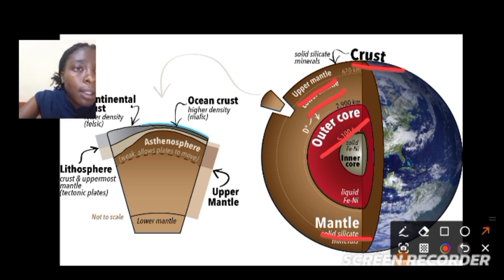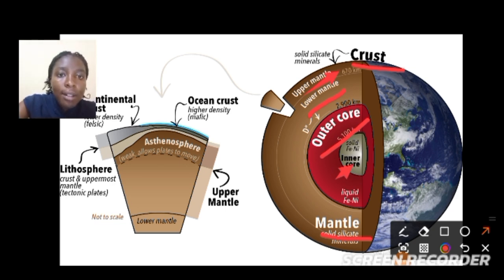In the mantle, we have the lower mantle and the upper mantle. Then we have the inner core. As you see, my arrows have pointed it. You can see the uppermost mantle and crust. We call them the lithosphere. And the asthenosphere consists of the lower mantle.